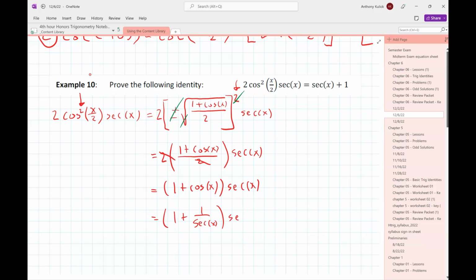Now, we don't do that very often. Why am I choosing to use my reciprocal identity to do that? Well, look at where I'm trying to get to. My answer has all secants in it. So I could turn the secant into a cosine, distribute through, but then I'm just going to be turning my answers back into secants. Why would I go from everything into cosines and then turn it all back into secants when I can just go straight to secants? It saves me a step.